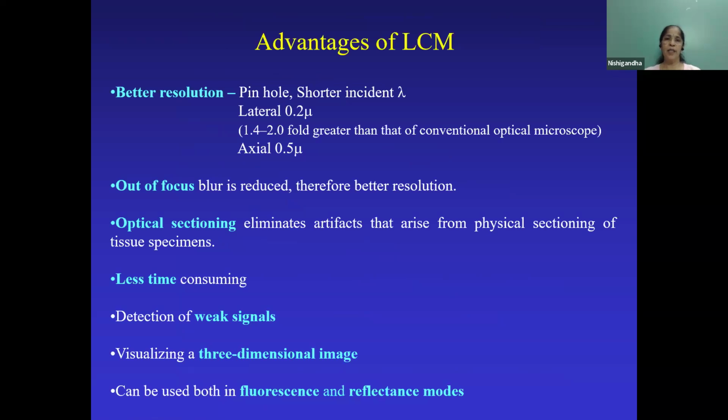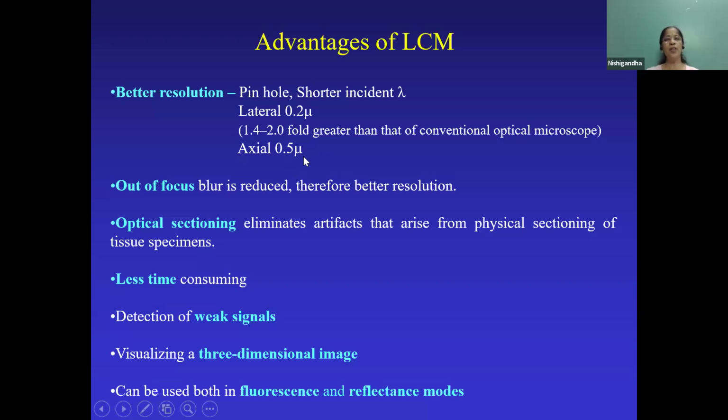So what are the advantages of LCM? You have a better resolution. This is because of the pinhole and the incident light, that is the shorter lambda that you use. The blue laser has a very low wavelength, so naturally it's going to add to the resolution. The lateral resolution that you can achieve with a confocal microscope is 0.2 micron. That means it is about 1.5 to 2-fold higher than the conventional optical microscope.